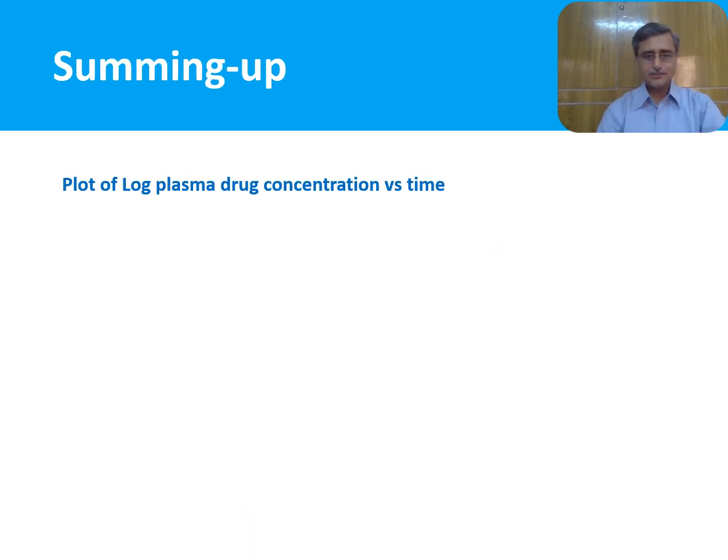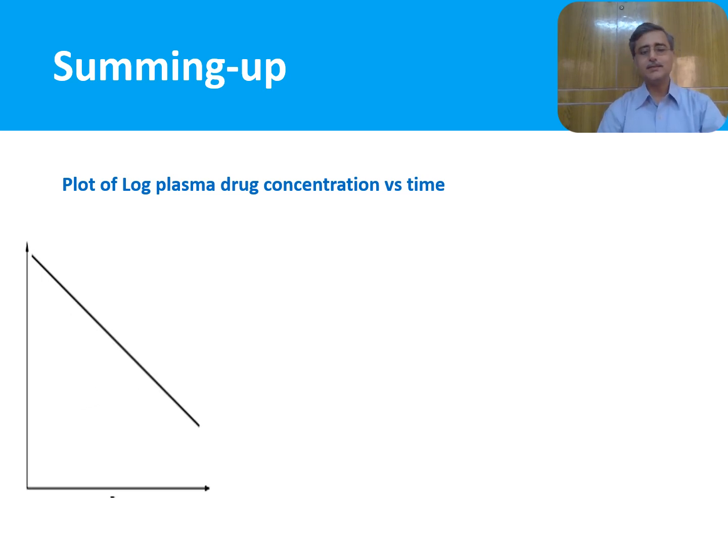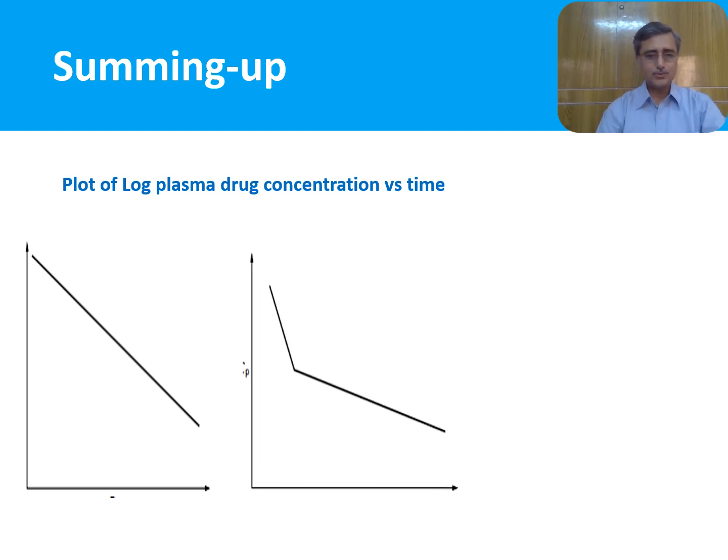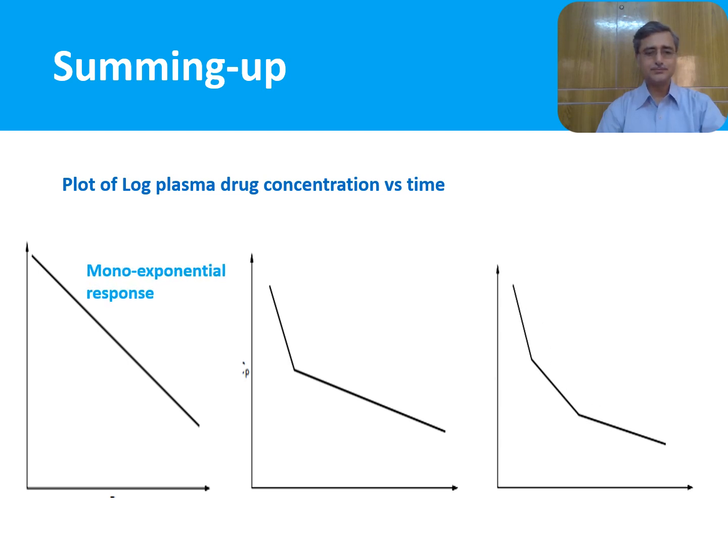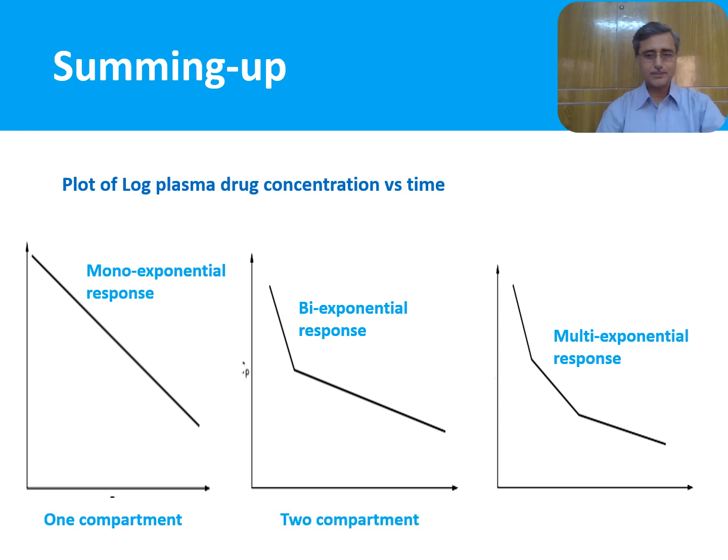So to sum up, the plot of the log of the plasma drug concentration versus time will decide whether it is a one-compartment, two-compartment, or three-compartment model, depending on whether you get a mono-exponential, bi-exponential, or multi-exponential response. That decides one compartment, two compartment, and three-compartment model. So this is about multi-compartment models.